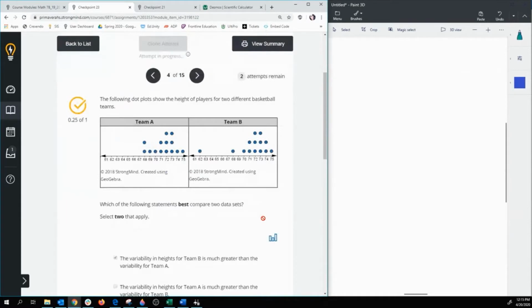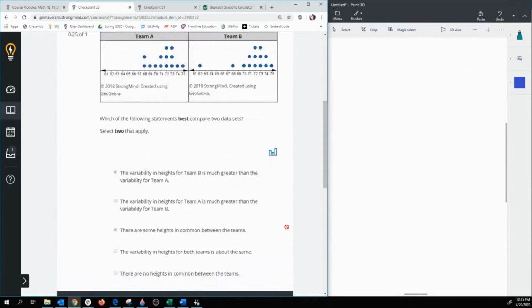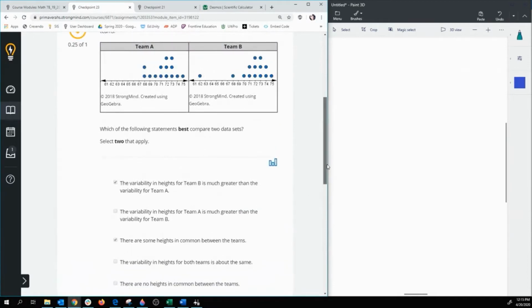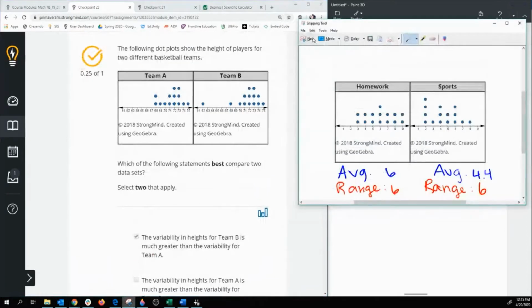All right, for number 4, it says that the following dot plots show the height of players for 2 different basketball teams. Which of the following statements best compares the 2 data? Select 2 that apply. Okay. Let me zoom in a bit and then I'll take another screenshot so we can see the data over.